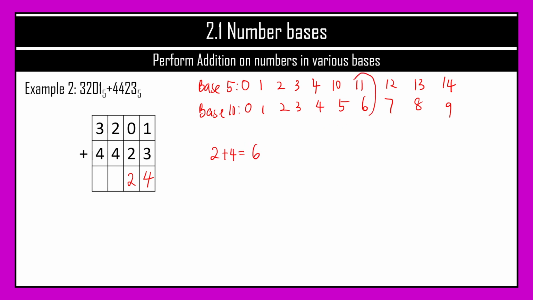The corresponding number to that in base 5 is 11. So I write 1 here and bring 1 to the next placeholder. The following one is 3 plus 4 plus 1, whereby we get 8. Remember, this 8 is in base 10, and the corresponding number in base 5 is 13. So the final answer is 13124 base 5. You can always check your answer to make sure there are no digits greater than those allowed in base 5.